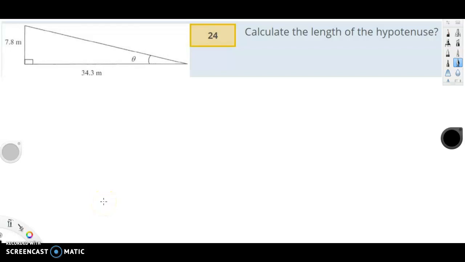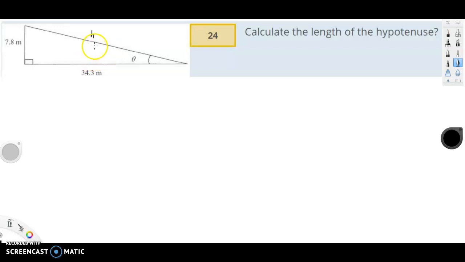Question 24. Calculate the length of the hypotenuse for this triangle. But first of all, where is the hypotenuse? Well, the hypotenuse is always the longest side and it's opposite the right angle there. So that's the hypotenuse. Let's call it H.